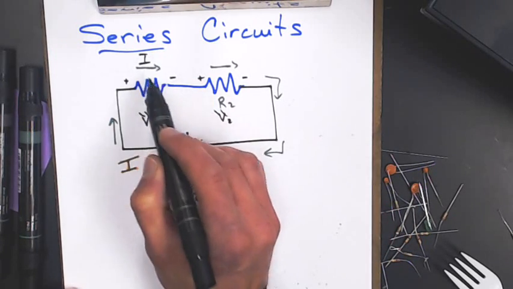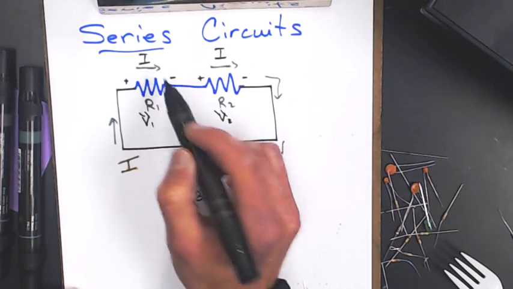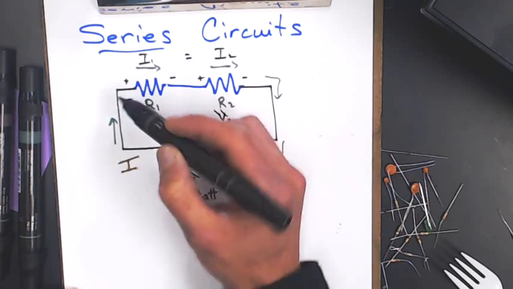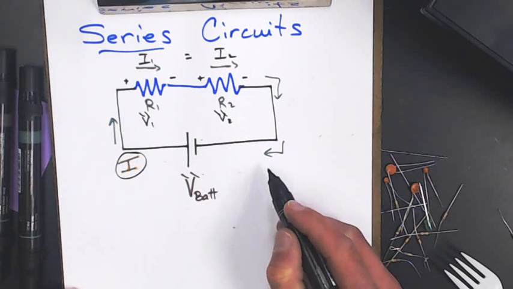The current that's flowing through this one has no other place to go, so it has to go through this one. So the current through resistor 1 is equal to the current through resistor 2, which is equal to that one. So now let's go back to Ohm's law.